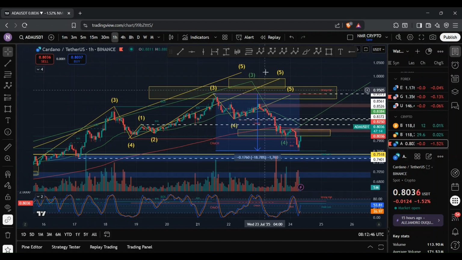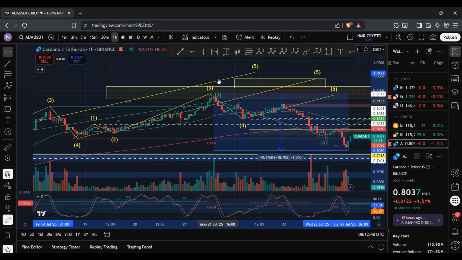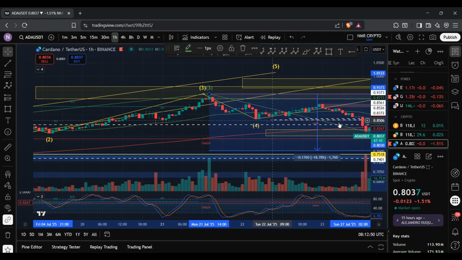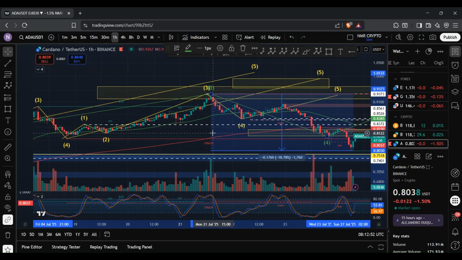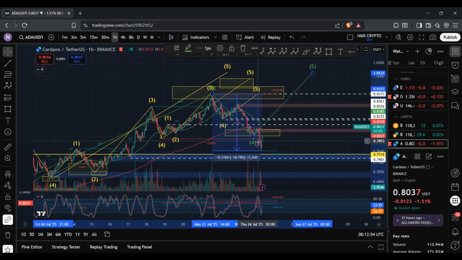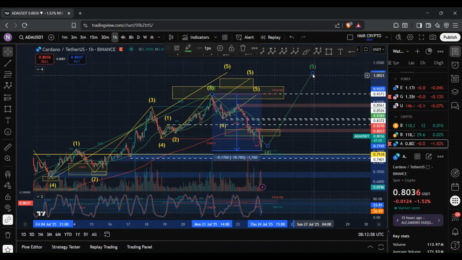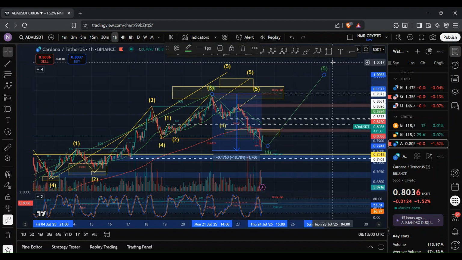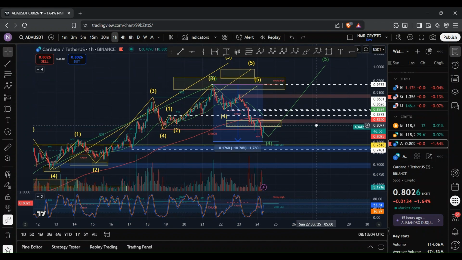The second scenario that I talked about is where I mentioned it was possible that we ended up completing the third wave, where that third wave topped off at 93.72 cents. And then we see that retracing to the downside to complete the fourth wave. And so it's possible that we're now within this fourth wave. And then we see that final push to the upside to then complete the fifth wave, where that fifth wave has the potential to reach the $1 mark.